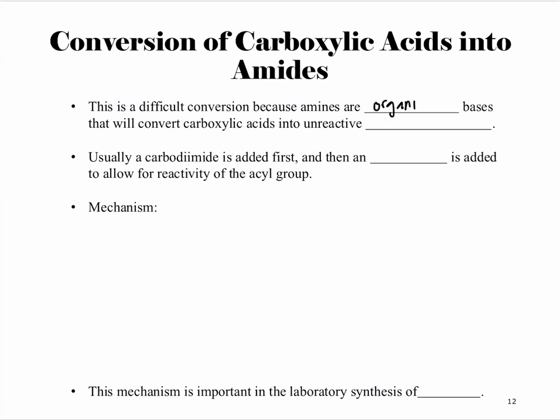organic bases, right? So carboxylic acids act as organic acids, and amines act as proton acceptors or Lewis bases because they're lone pair donors. So these act as organic bases, which means that they would convert a carboxylic acid into an unreactive carboxylate ion, right? So if they deprotonate the carboxylic acid, it becomes less reactive.